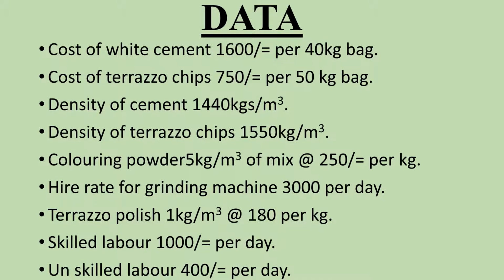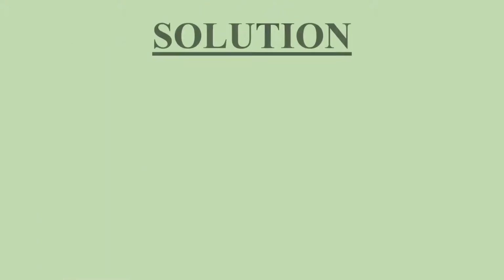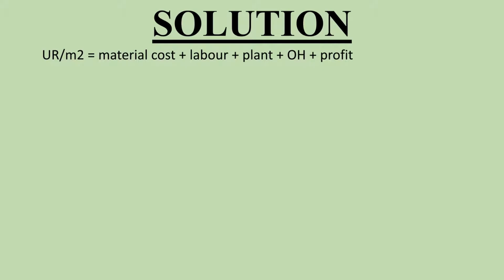Now to the solution. Unit rate per meter squared, we calculate by taking the material cost per meter squared plus labor cost per meter squared plus plant cost per meter squared plus overheads and profits. The material we shall use is terrazzo. Terrazzo is usually done using chips and cement. The ratio here is 1:3, so 1 volume of cement, 3 volumes of chips. So we shall find the cost of the 4 volumes, then we shall divide by 4.